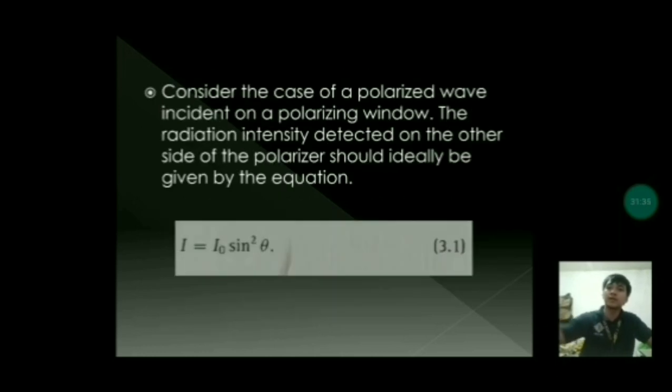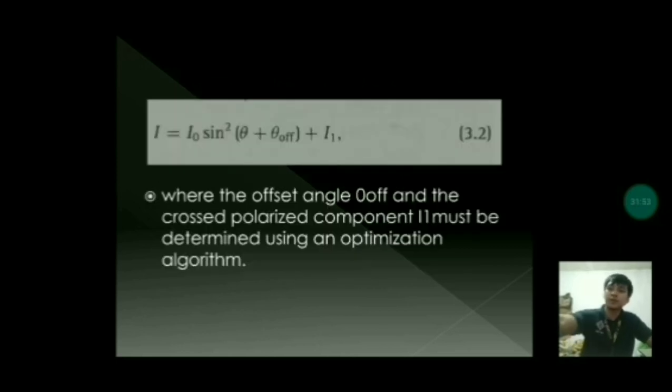So consider the case of a polarized wave incident on a polarizing window. The radiation intensity detected on the other side of the polarizer should ideally be given by the equation. This is equation 3.1. This is equation 3.2, where the offset angle and the cross polarized component I sub 1 must be determined using an optimization algorithm.